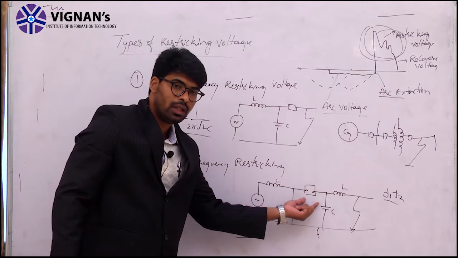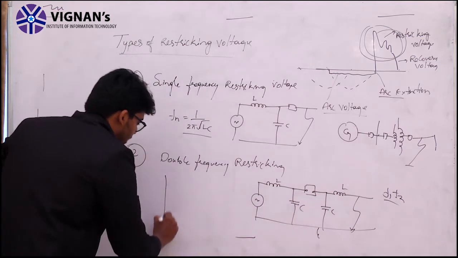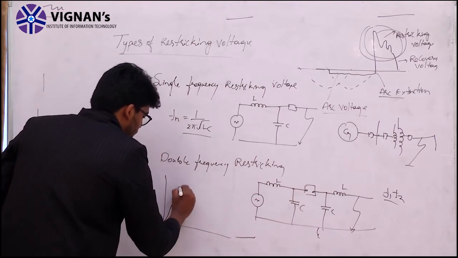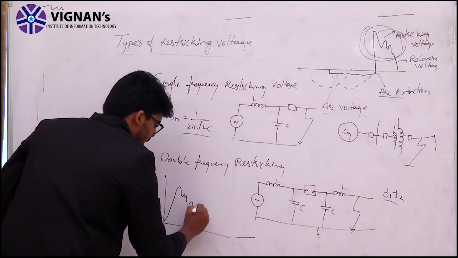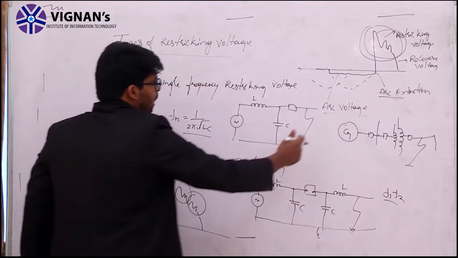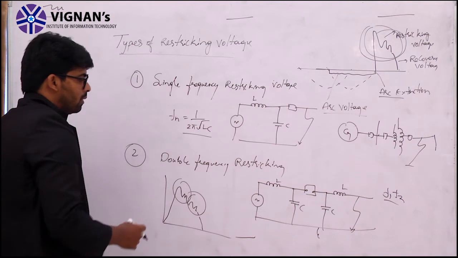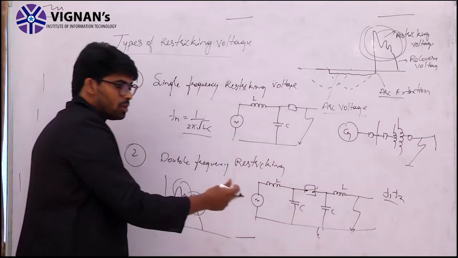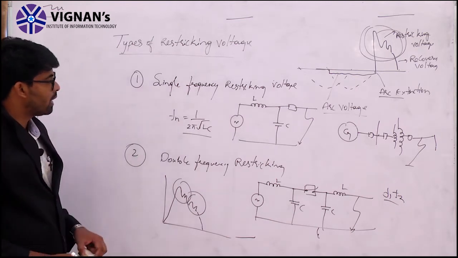Here the circuit breaker needs to operate for these two frequencies, where you get the restriking voltage in this form. This is one frequency, and there will be a recovery voltage at the other frequency. So two frequencies will be observed in the restriking voltage. That is why it is called a double frequency restriking voltage. The circuit breaker will open because of these two frequencies. This is about the types of restriking voltage.